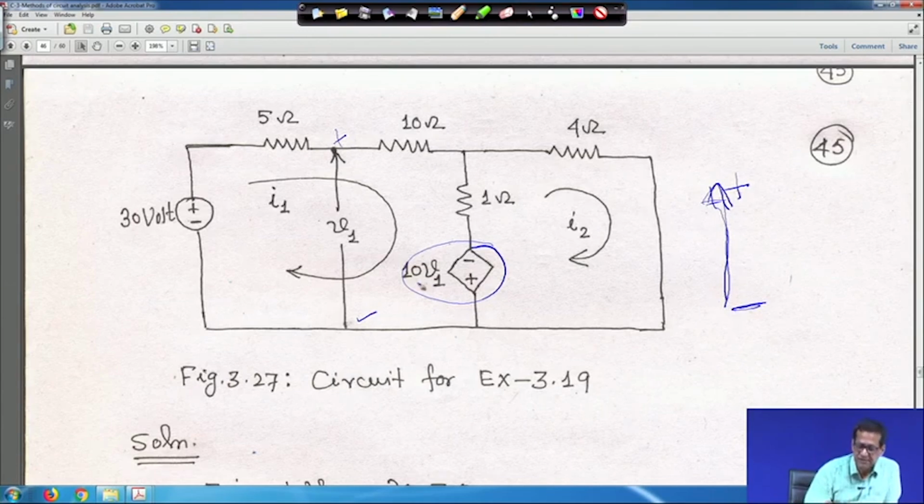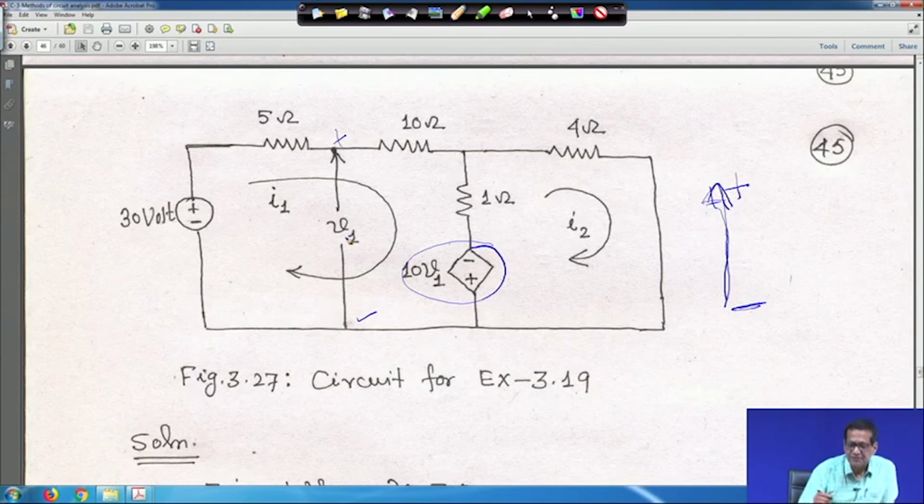And this 10 V1 means this is the voltage V1, and this is a dependent voltage source given as 10 V1, right. If it is so, then first you find an expression of I1 in terms of V1. Earlier we have seen how to find it.